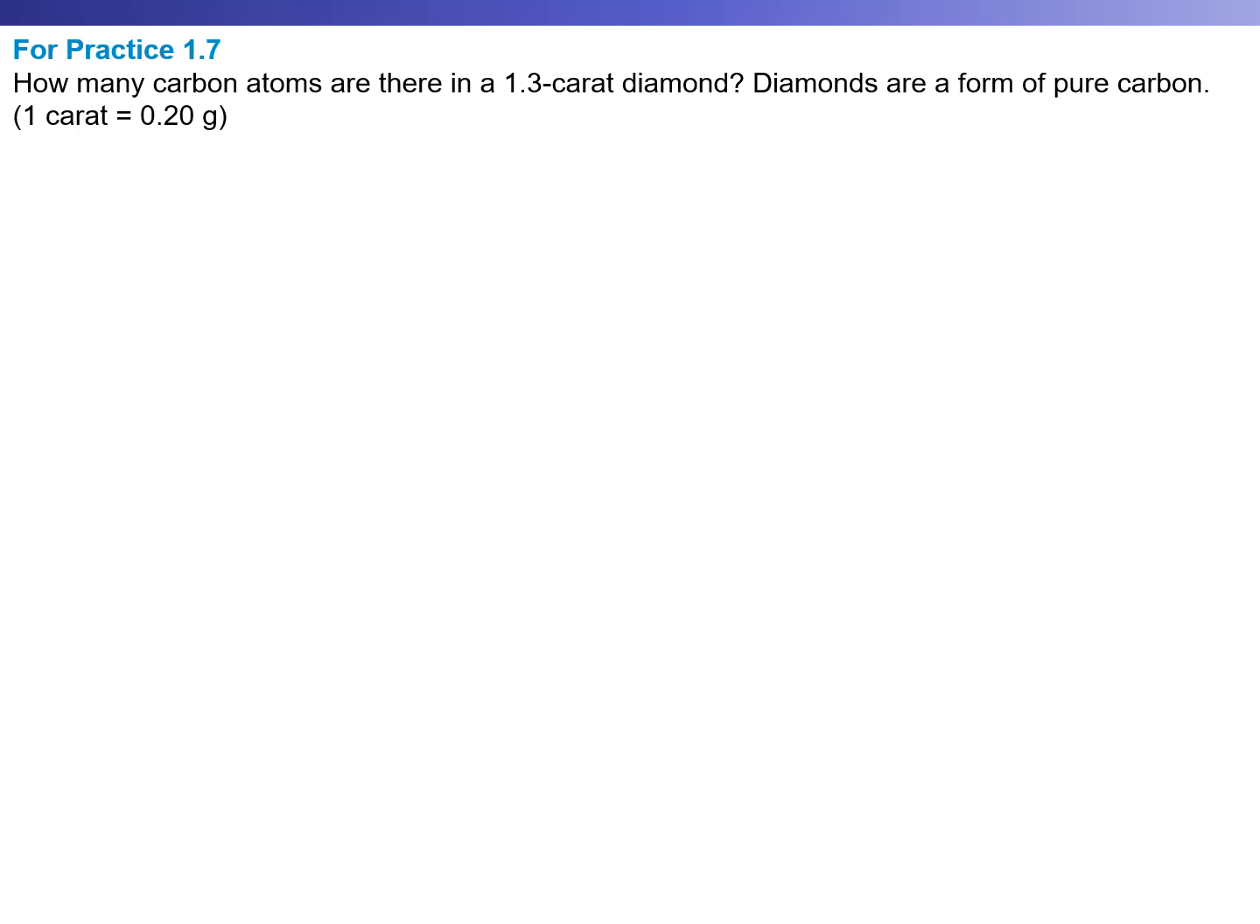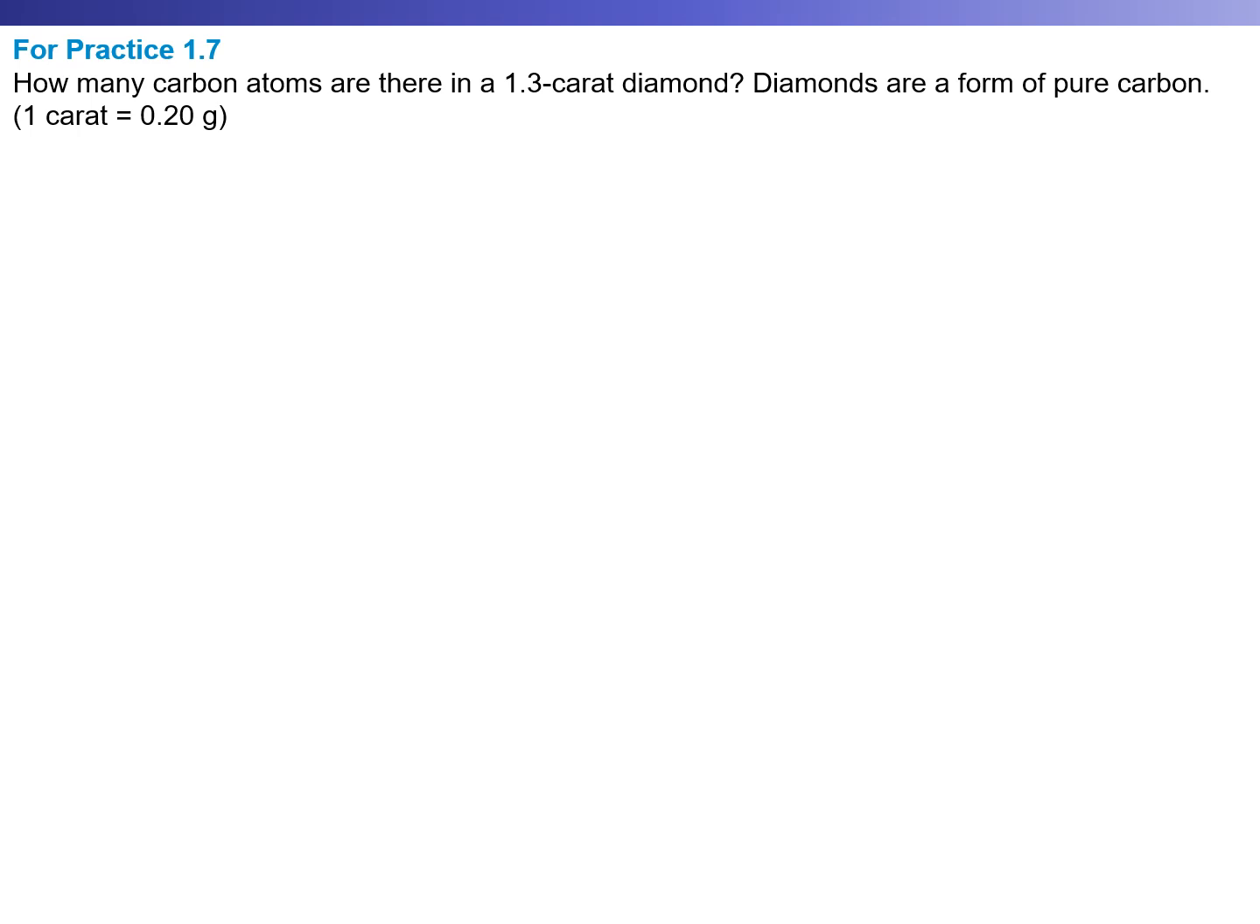And you might be saying, I don't know anything about going from carats to atoms. Well, that's okay, because they're giving you a huge gift right here. They're telling you that 1 carat is going to be equal to 0.2 grams of carbon. That's what they're telling you with that. And that is going to be our first step in solving this problem.